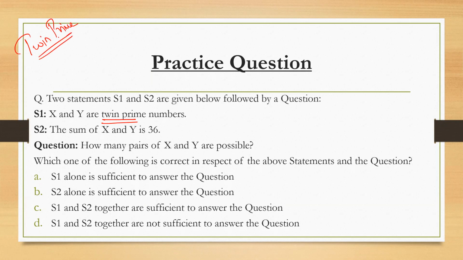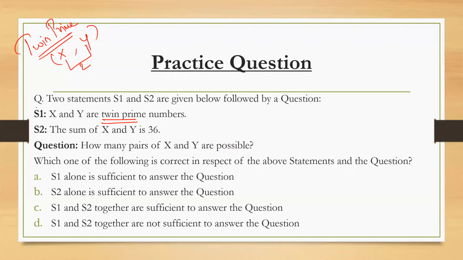What is the, yes, exactly. Okay, if I say x and y are twin primes, I mean the difference between the two is 2. So here the question asked is, how many pairs of x and y are possible?